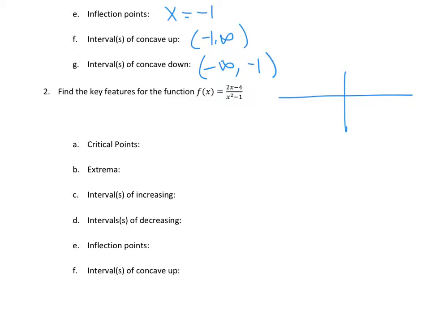Key features here, well, the denominator here factors into x plus 1, x minus 1. And so it's undefined at -1 and +1. All right, so it's undefined. We're going to have some asymptotes there. Rational function, we kind of expect that. Okay, now we want to think about any horizontal asymptotes.